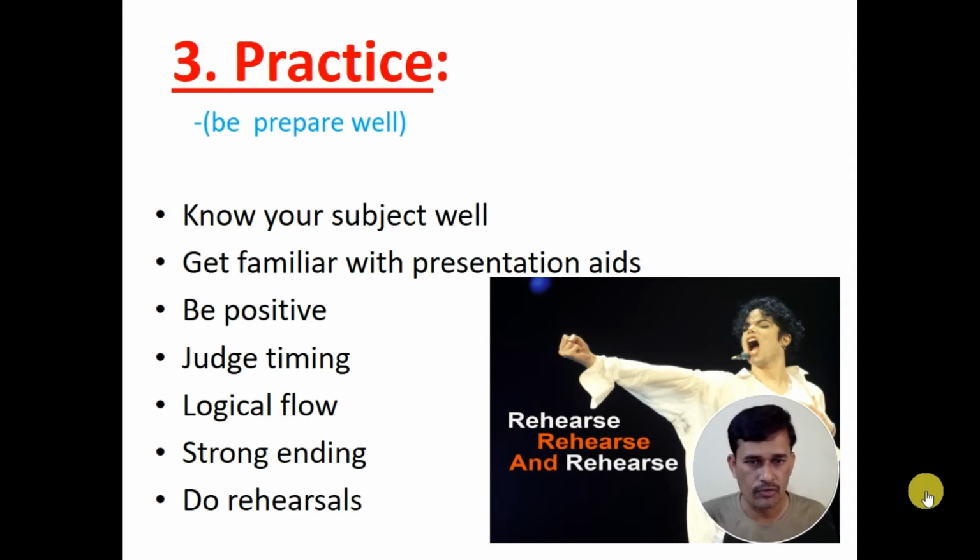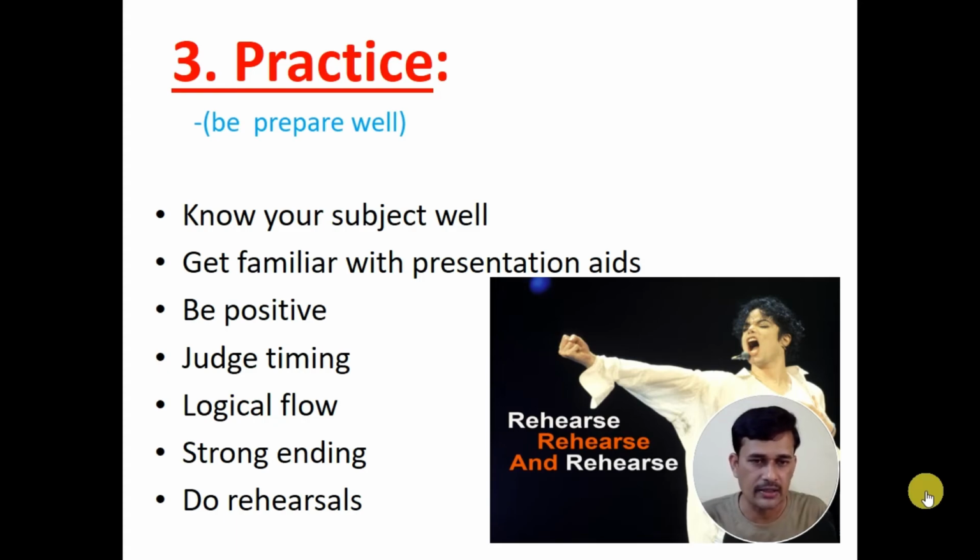Judge timing. Whenever we are practicing, we need to check how much time we are taking. So there are 10 minutes. I prepared 15 slides. Whether I am taking 15 minutes or whether I am able to complete in 5 minutes, you need to check your timing also. Logical flow. Whether you are getting the flow, that means fluency, whether you are getting any gap whenever you are giving a presentation, you need to take care of that.